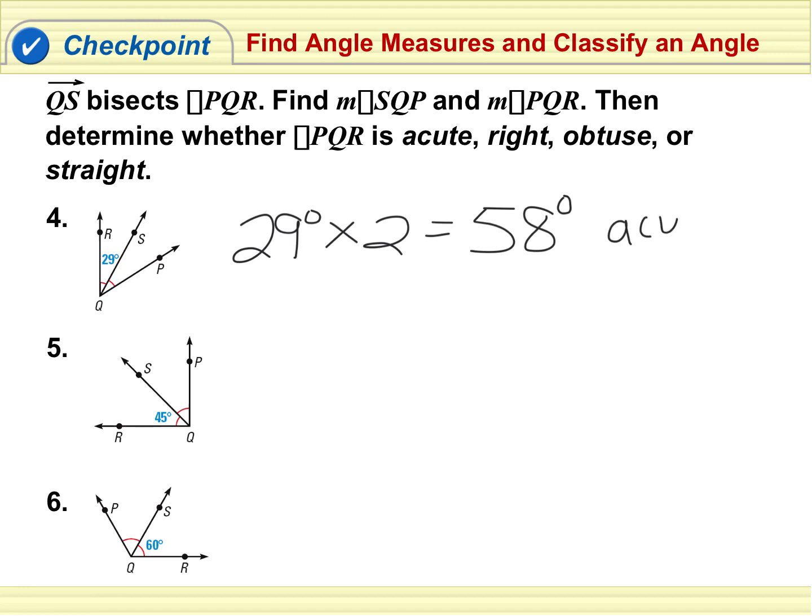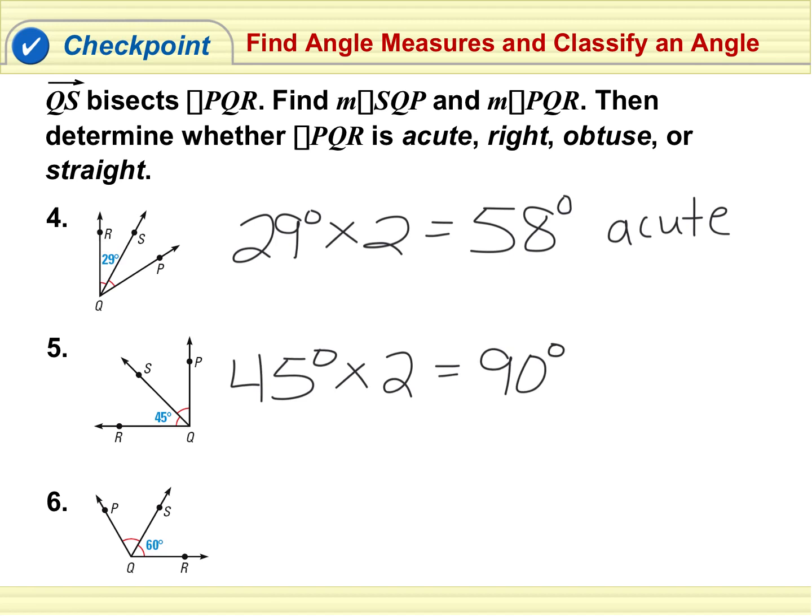Why is it acute? Under 90. It is less than 90. Good. Okay, again, number 5, those red tick marks mean congruent, the same. If one's 45, the other one is 45. How do we find the whole thing? Multiply by 2, and you get 90.